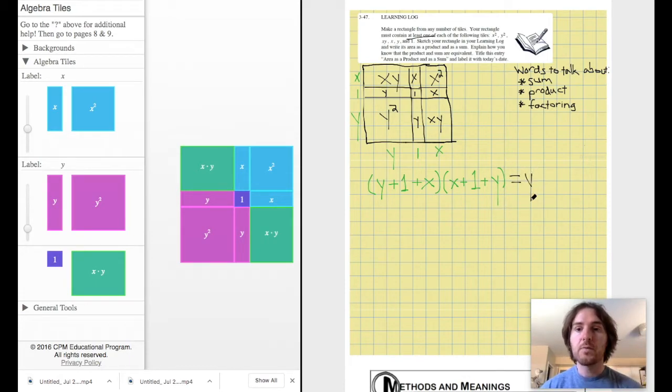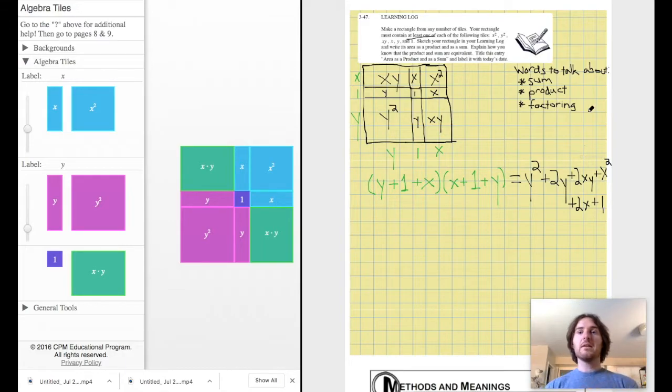I have 1y squared, I've got 2 y's, I've got 2 xy's, I have an x squared, looks like I'm going to run out of space, I have 2 x's, and I have a 1. Okay, so time to talk about these words, time to talk about sum, and time to talk about product.